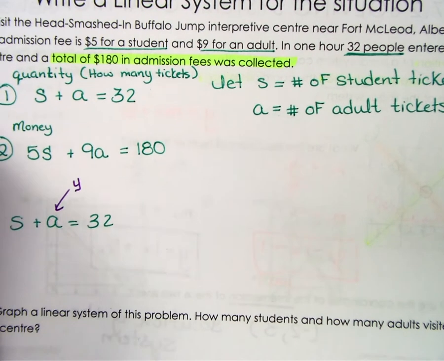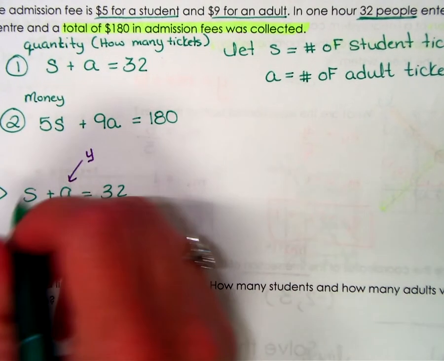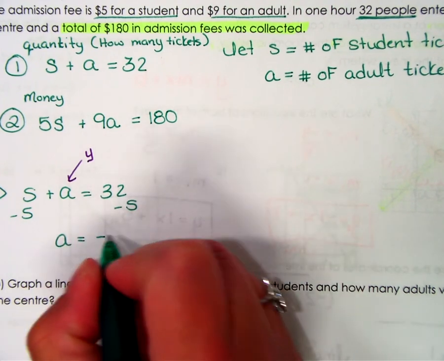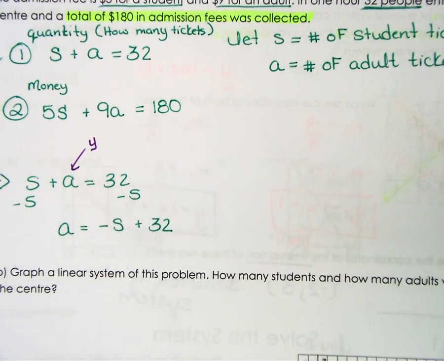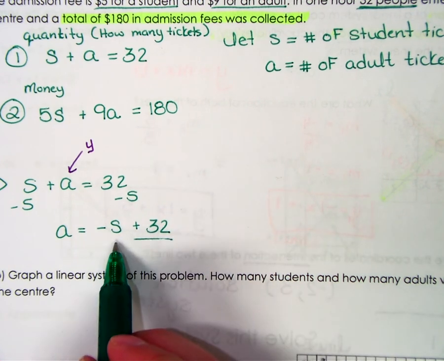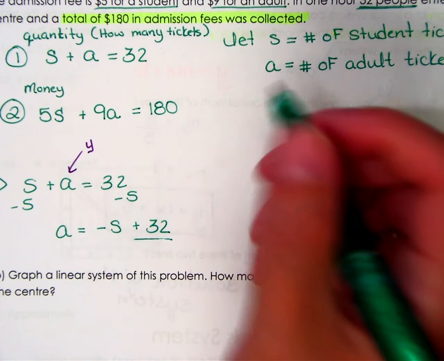So that's on our y-axis, so I'm just going to label that. So I know that's what I'm trying to set it equal to. So we're going to minus S from both sides. So A equals a negative S plus 32. So what's my y-intercept? What's my A-intercept, I guess? And what's my slope? Your slope is minus 1, and then your intercept is plus 32. Okay, good job.